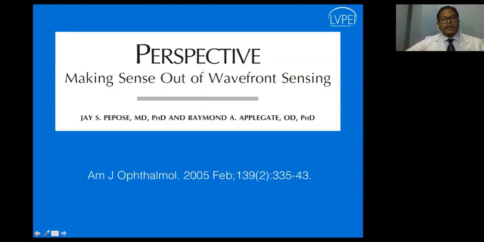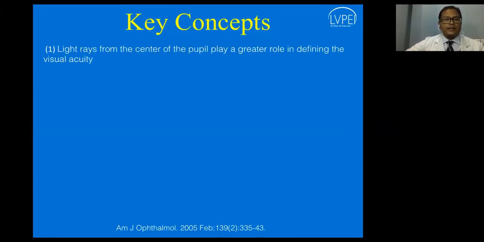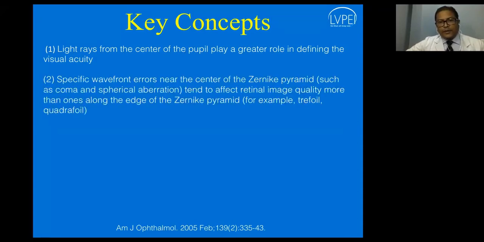Okay, so while understanding the complexities of aberration, this would be a very useful article to refer to. This article suggests several key points in the interpretation of aberrations. There are several important key concepts that one should understand. First, the light rays from the center of the pupil play a greater role in defining the visual acuity, the Stiles-Crawford effect. Secondly, specific wavefronts which are near to the center of the Zernike pyramid, such as the coma or the spherical aberrations, tend to affect retinal image quality maximally as compared to those which are at the edge of the pyramid.